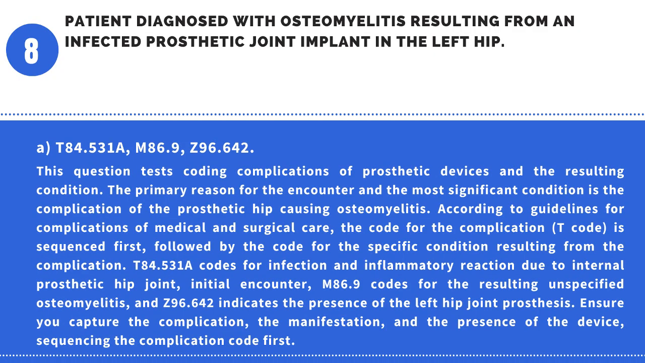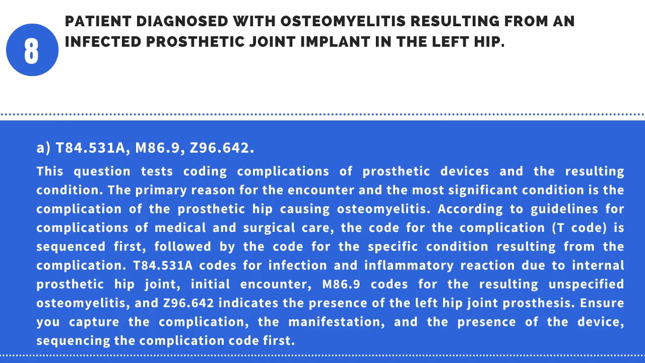Answer: A. T84.531A, M86.9, Z96.642. This question tests coding complications of prosthetic devices and the resulting condition. The primary reason for the encounter and the most significant condition is the complication of the prosthetic hip causing osteomyelitis. According to guidelines for complications of medical and surgical care, the code for the complication, the T-code, is sequenced first, followed by the code for the specific condition resulting from the complication.